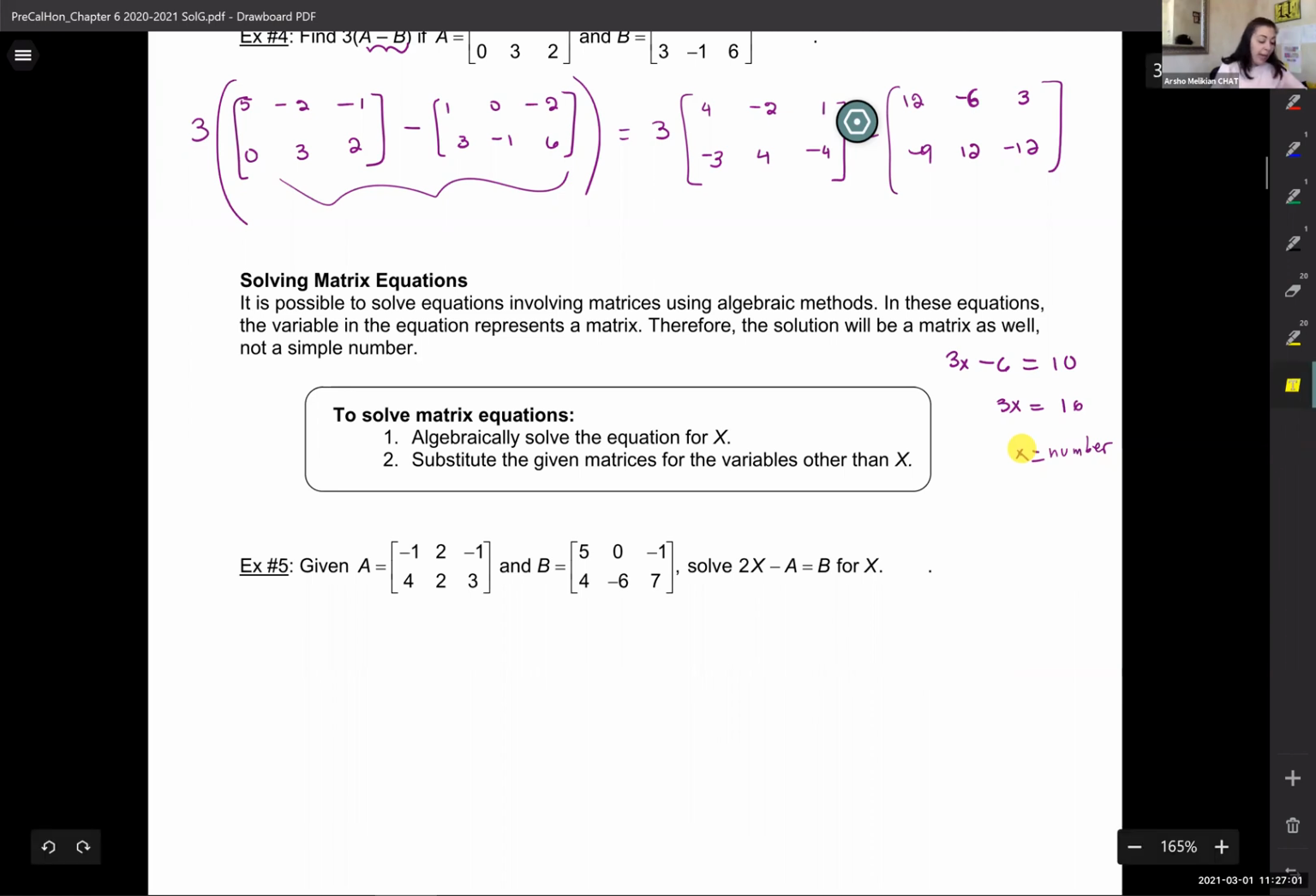So, how do you solve a matrix equation? We algebraically solve the equation for x, and then we substitute any matrices. Okay, is my voice cutting out at all? Am I frozen at all? A little. I don't know what's going on. Okay.